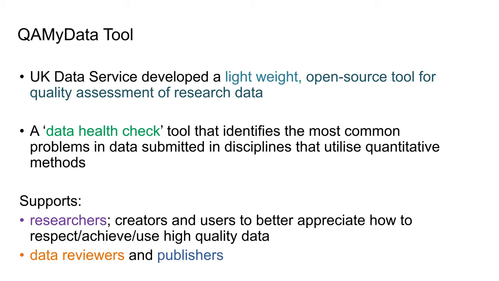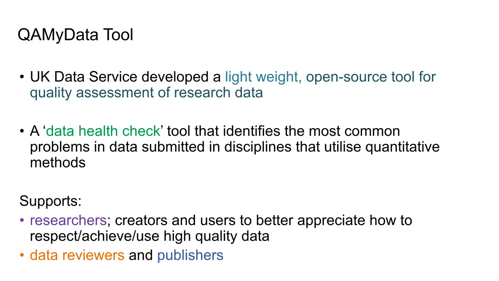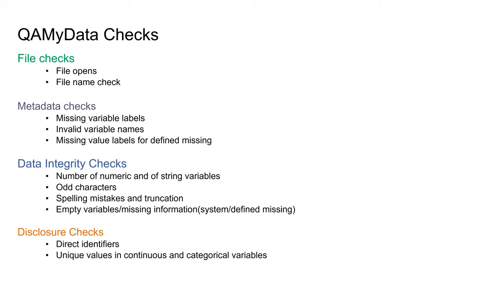Requirements were scoped throughout a series of engagement exercises with the service's own data curation team, other data service publishers, managers, and quantitative researchers. We tried to basically find out what are the most common problems that people usually get when assessing data, and how we can apply a tool to actually help them. The tool is specifically to support researchers when they prepare their data, but also data reviewers and publishers such as data archives that accept data.